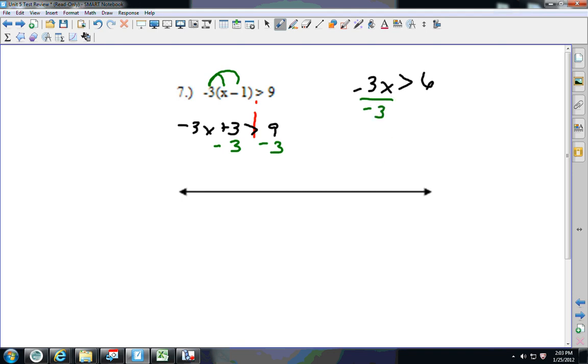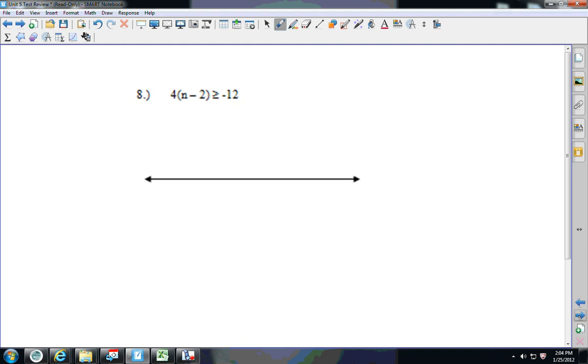Divide by -3. Ding, ding, ding. I'm dividing by a negative, so I must flip the sign. It becomes less than. So I have x is less than -2. So at -2, I'm going to put an open circle. Less than, I'm going to shade to the left.